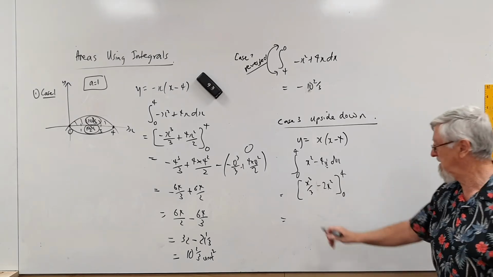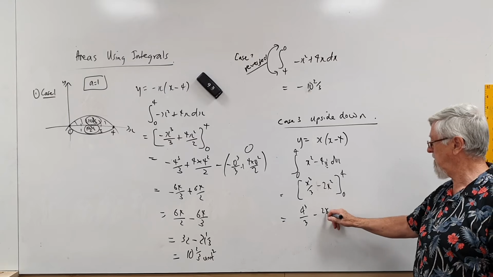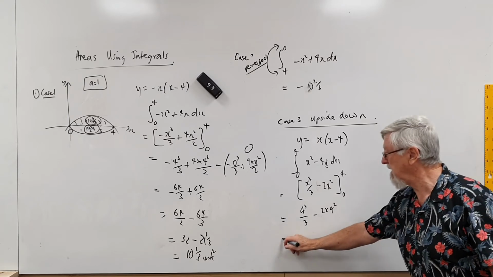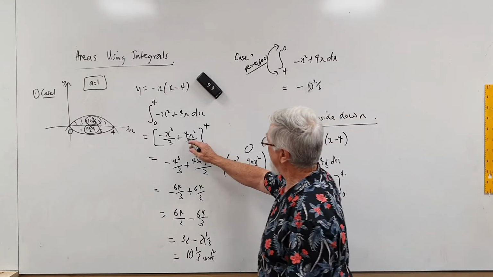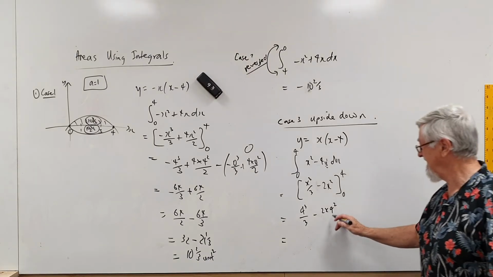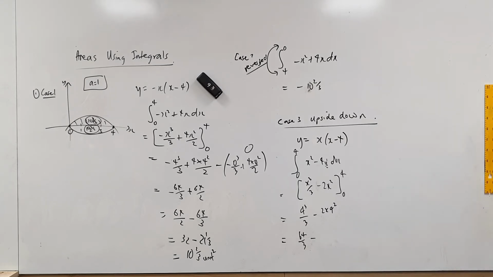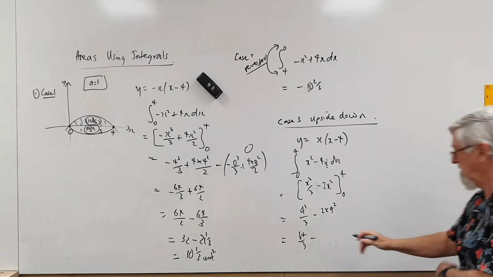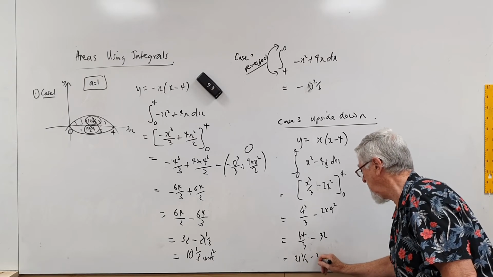So what do we have? 4 cubed on 3 minus 2 by 4 squared. We're back to where we were. Oops, have I made a boo-boo? No. 2x squared. Over here, I didn't bother to write that as 2x squared. It doesn't matter if I didn't. So what have I got? 64 on 3 minus 32. So I've got 21 and a third minus 32.